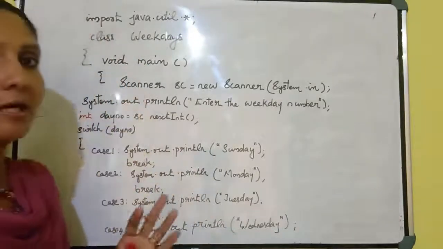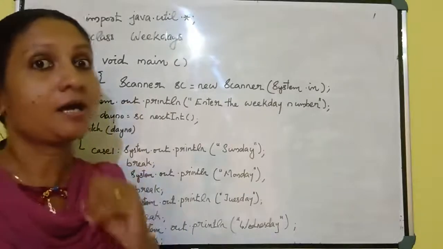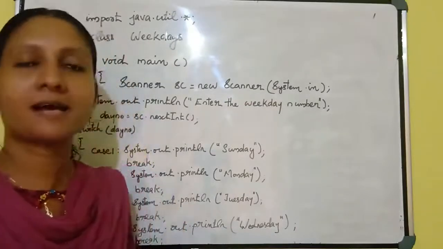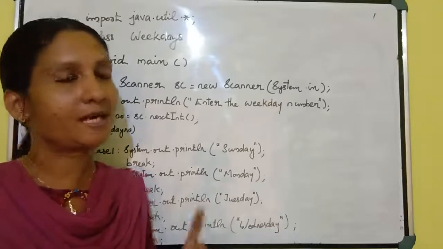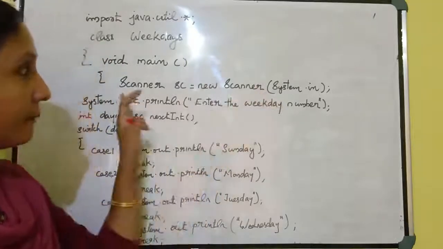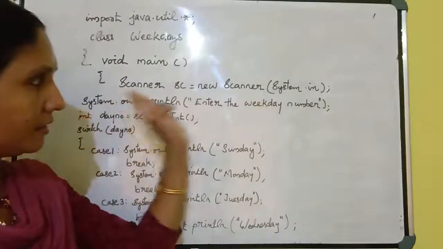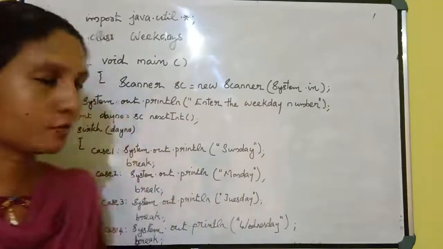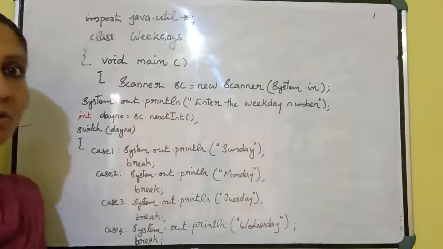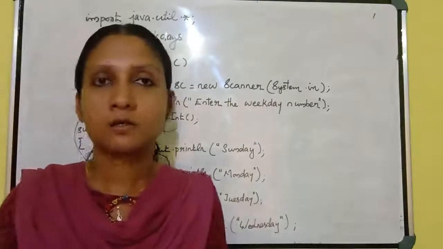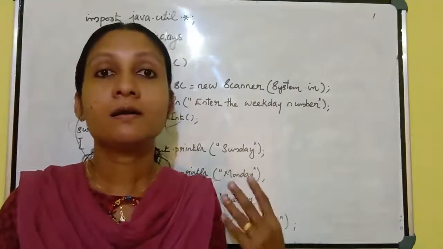And first we have to create the Scanner class object. How? Do you remember? Scanner sc = new Scanner(System.in). See the cases of the letters here and here. This is the way we have to create an object of the Scanner class. After that, we have to pass the message to the user to enter the day number.